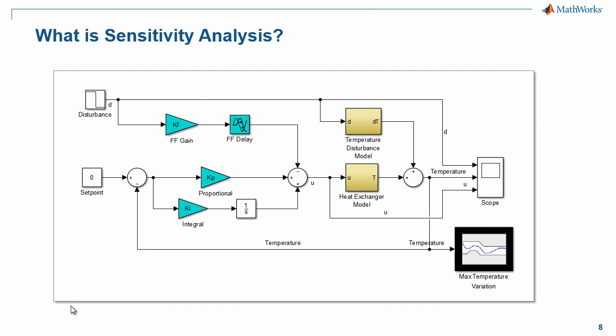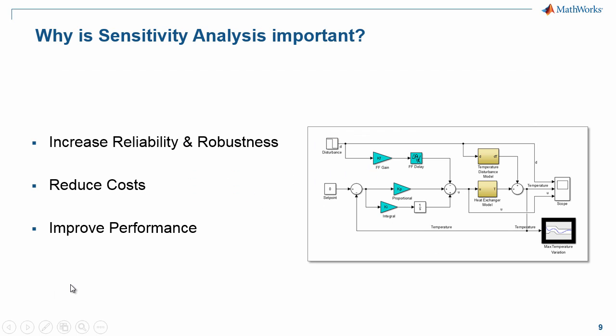For example, if you have a Simulink model to describe the temperature of a heat exchanger, sensitivity analysis will help you determine which model parameters impact the temperature the most and how they do so. You can then monitor and tweak those parameters to ensure your heat exchanger is performing as per your requirements. Basically, once you know which model parameters matter more than others, you can use this information to increase reliability and robustness, reduce costs, and improve performance.